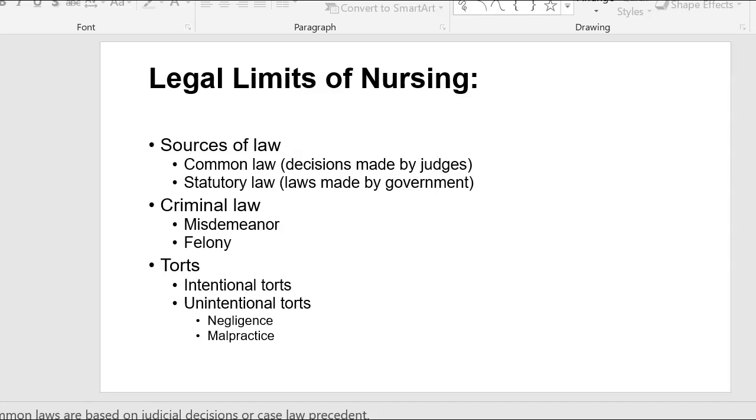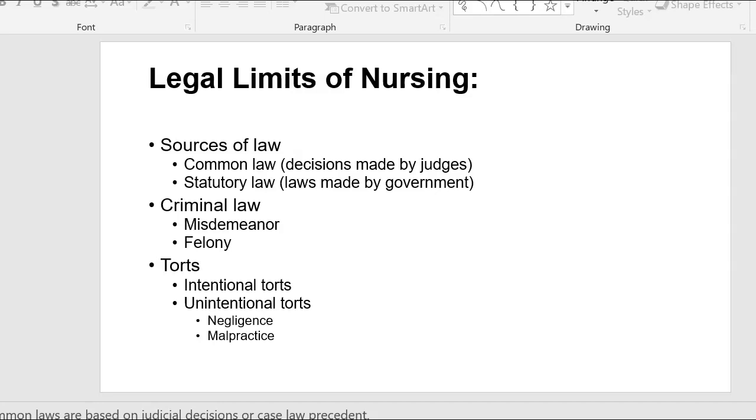And then there are statutory laws, which are laws that are passed by the legislature. One example of that would be HIPAA. The confidentiality and billing rules that go through HIPAA are considered statutory laws.